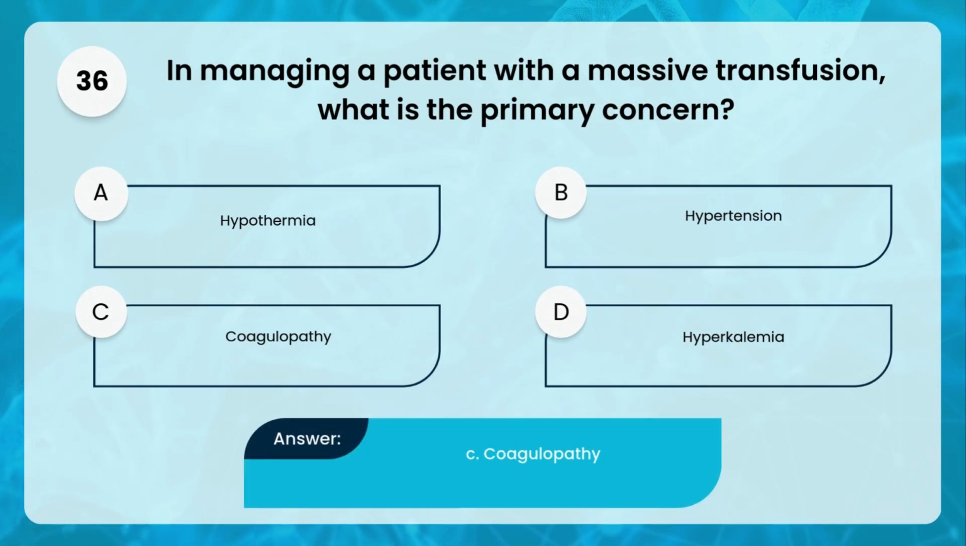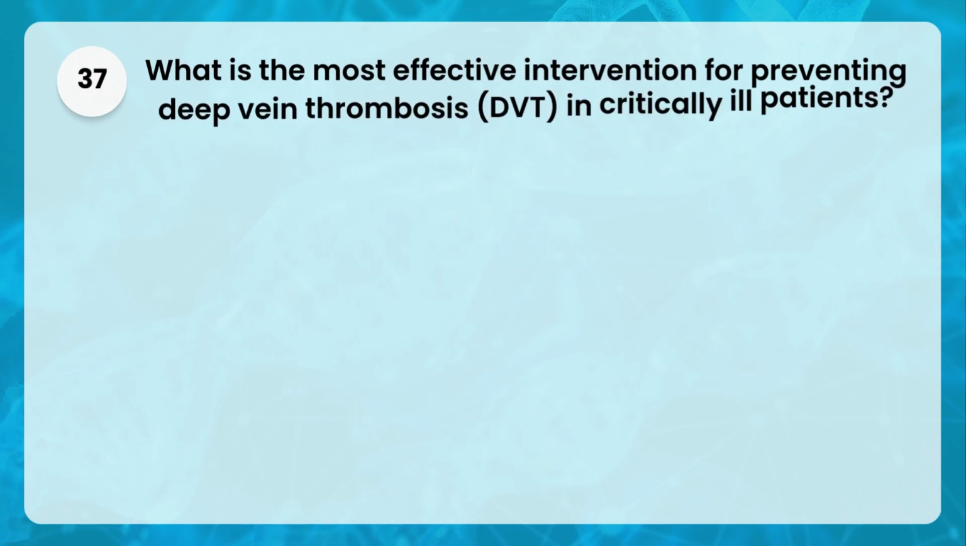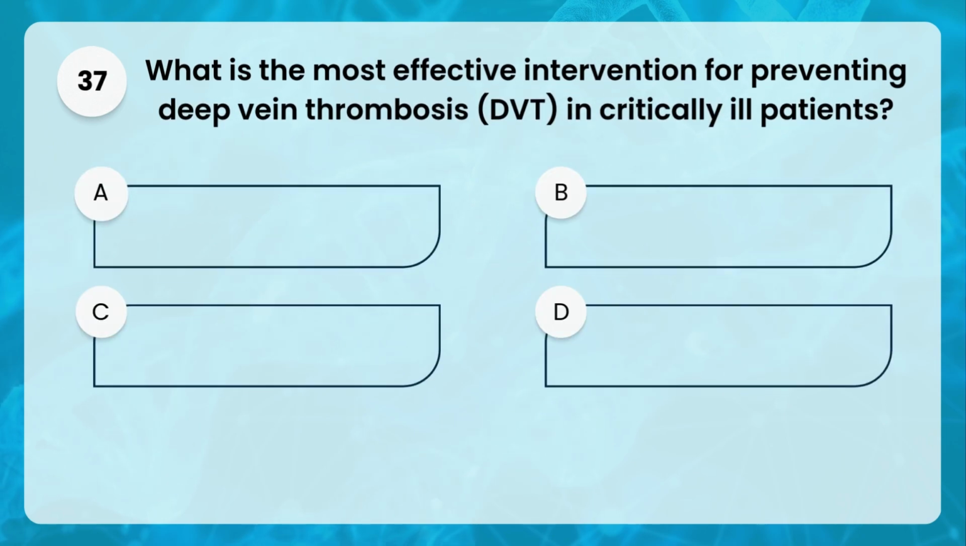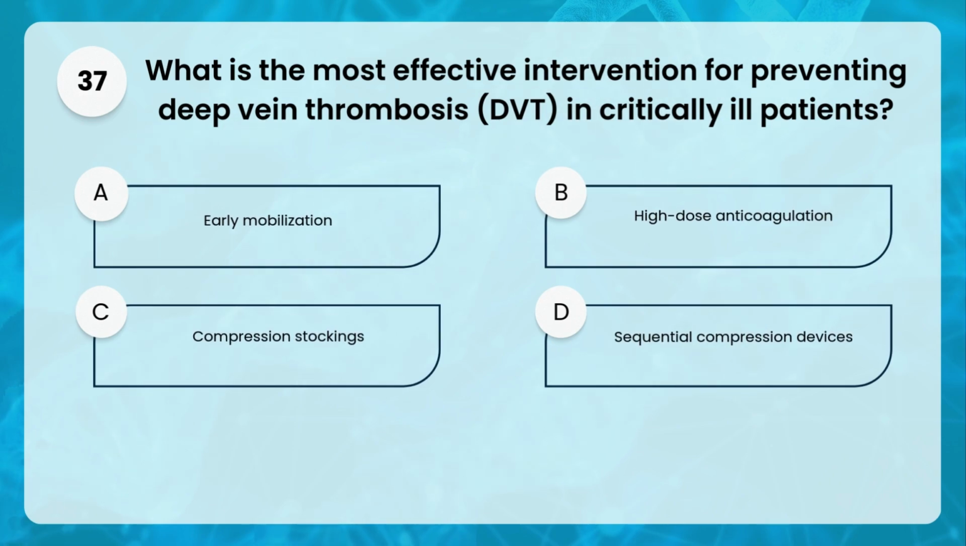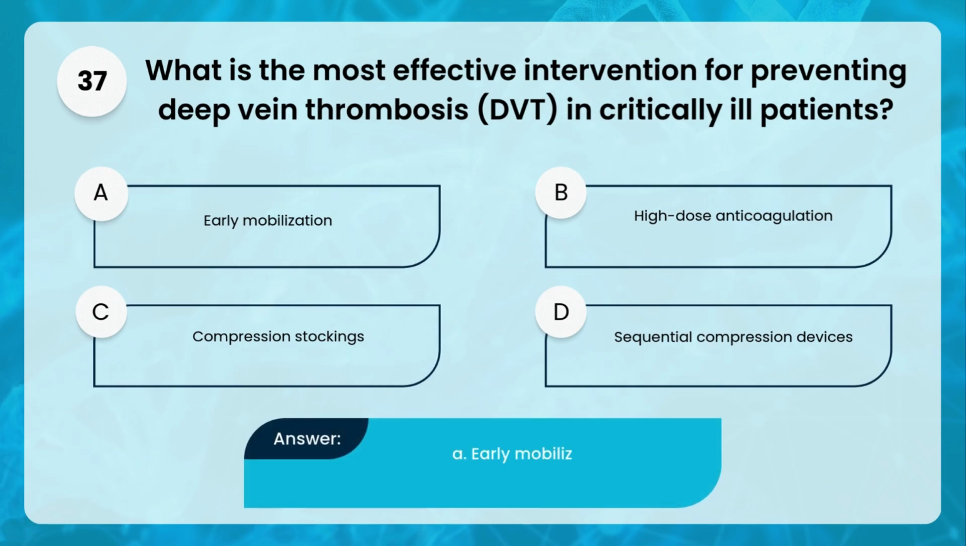Coagulopathy. 37. What is the most effective intervention for preventing deep vein thrombosis, DVT, in critically ill patients? A. Early mobilization. B. High-dose anticoagulation. C. Compression stockings. D. Sequential compression devices. The answer is A. Early mobilization.